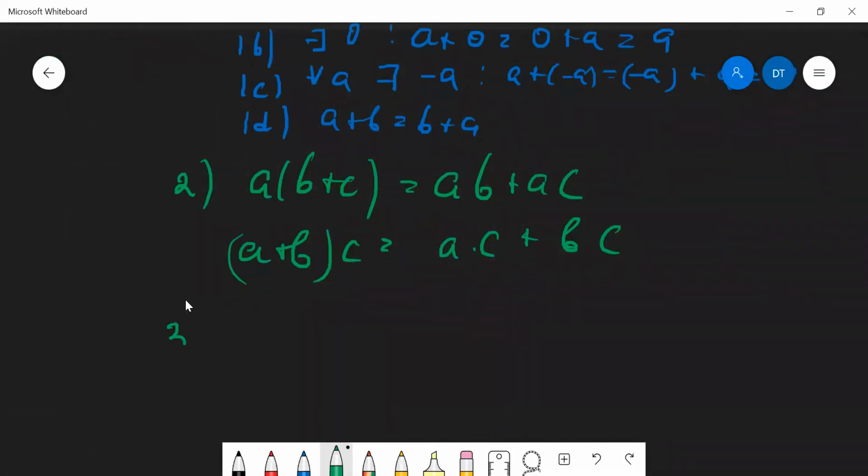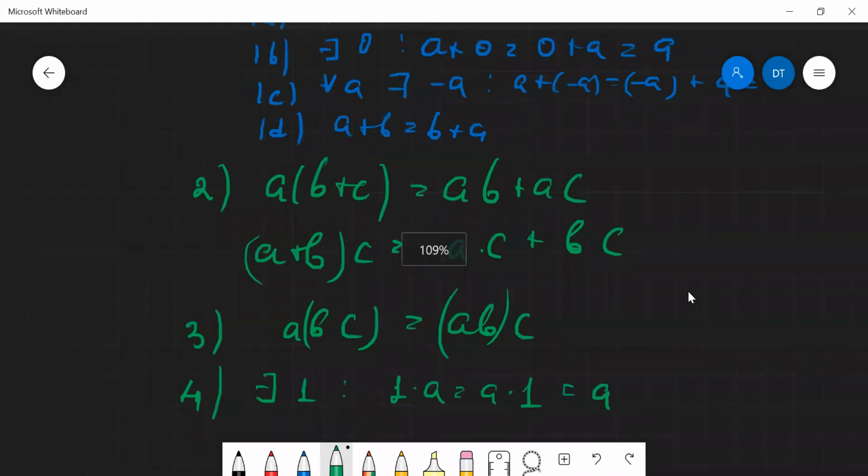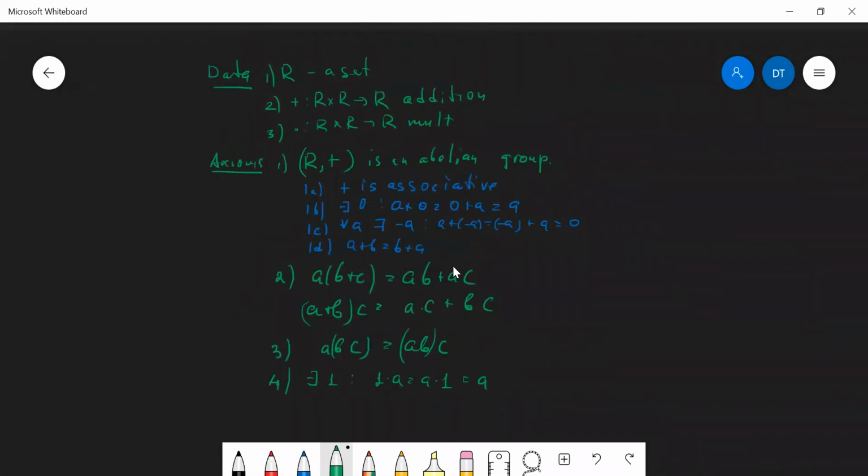The third property, we want multiplication to be associative. We don't want to deal with brackets. We don't like brackets. And the fourth property, we want to have the identity element. There must be 1 such that 1 times A equals A times 1 equals A for any element. So this is the definition of a ring, the complete list of axioms: 4 axioms for addition, 1 axiom for the relation between addition and multiplication, and 2 axioms for the property of multiplication.